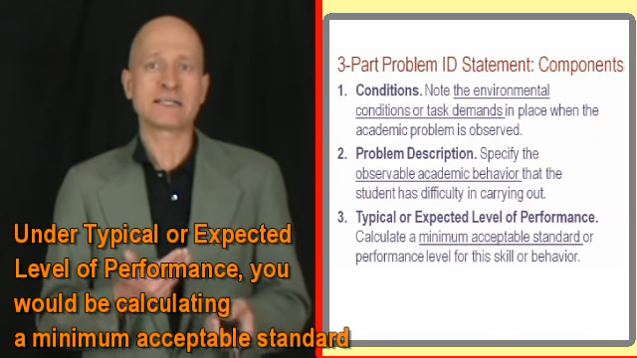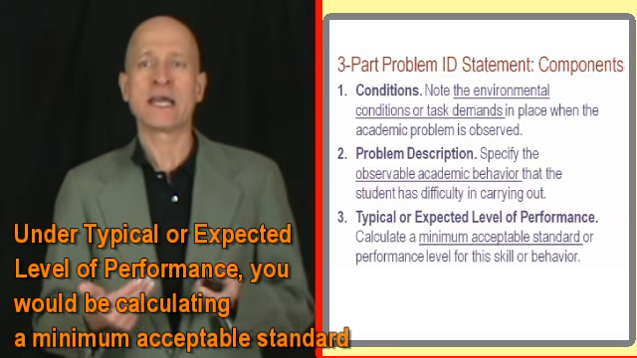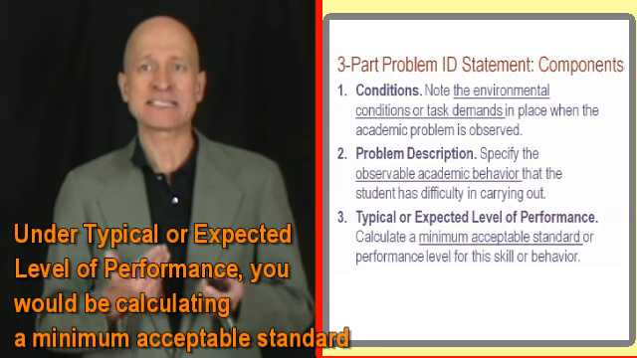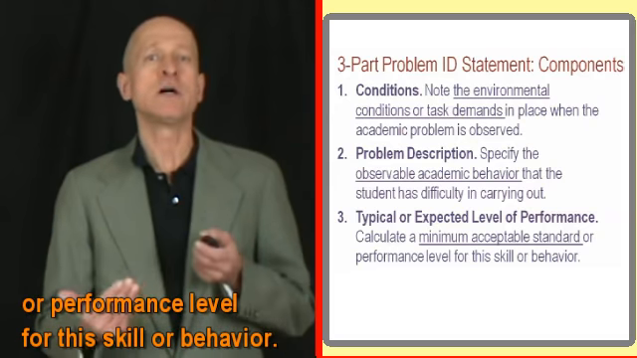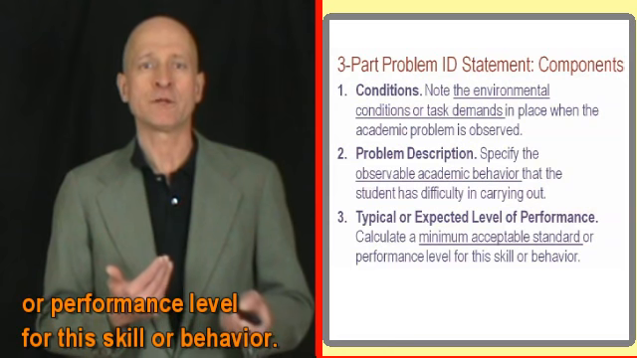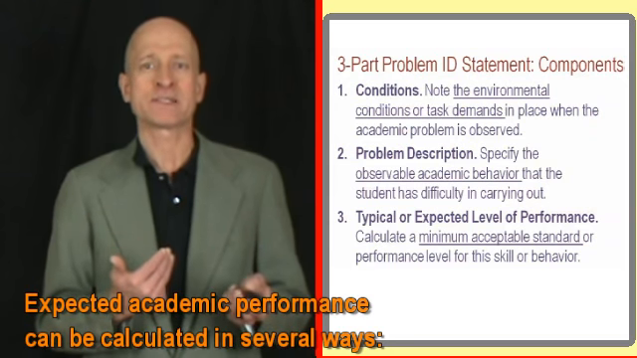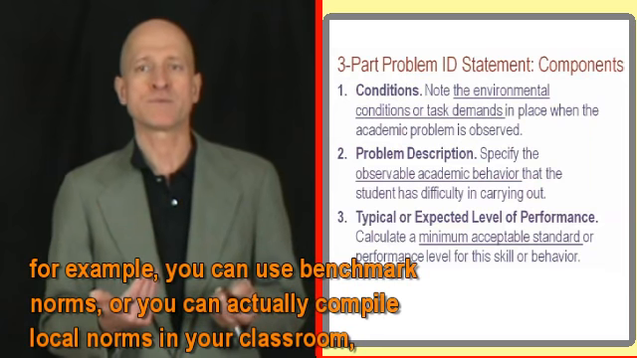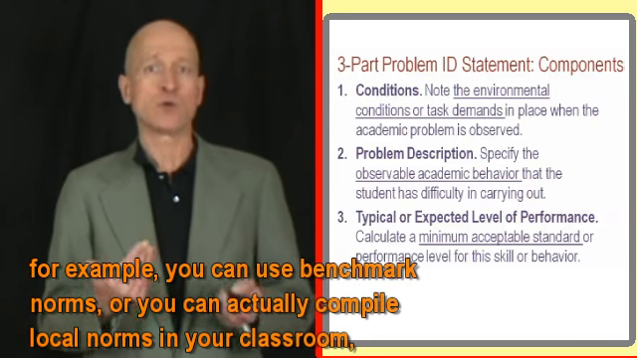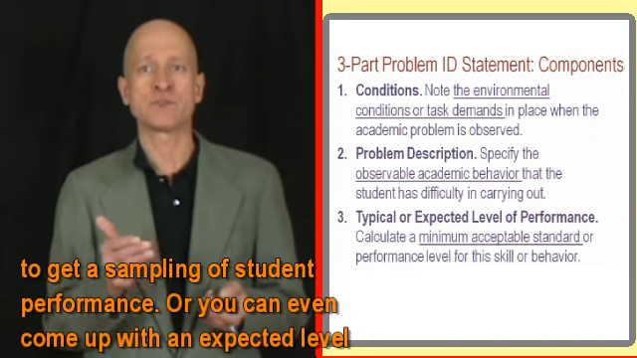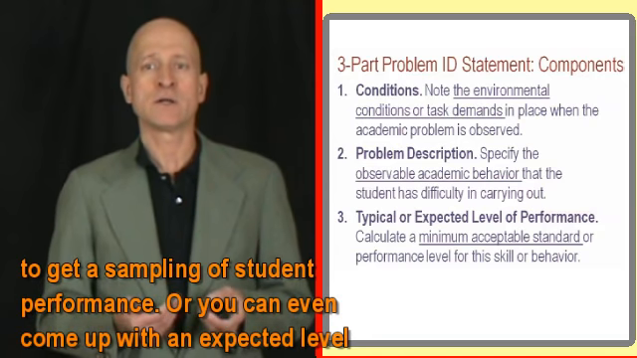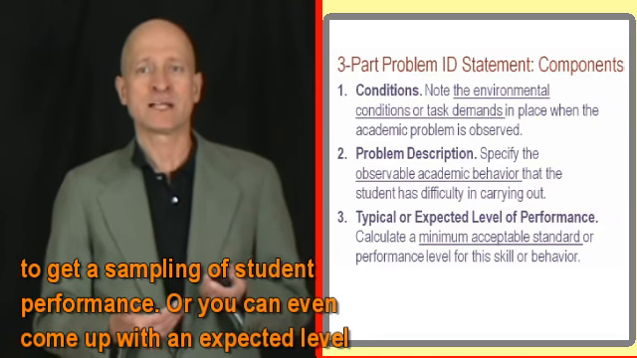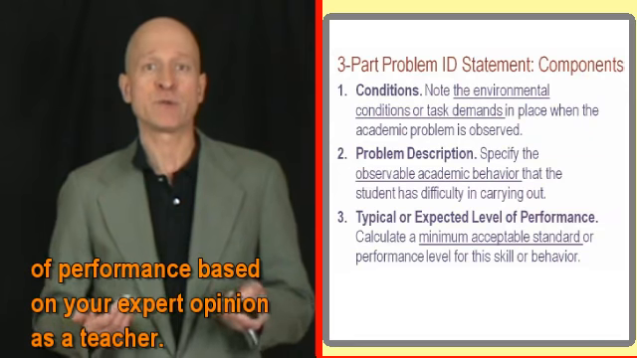Under typical or expected level of performance, you would be calculating a minimum acceptable standard or performance level for this skill or behavior. Expected academic performance can be calculated in several ways. For example, you can use benchmark norms, or you can compile local norms in your classroom to get a sampling of student performance. Or you can even come up with an expected level of performance based on your expert opinion as a teacher.